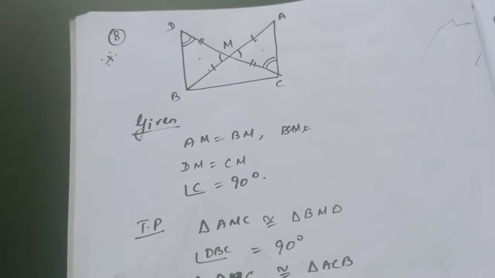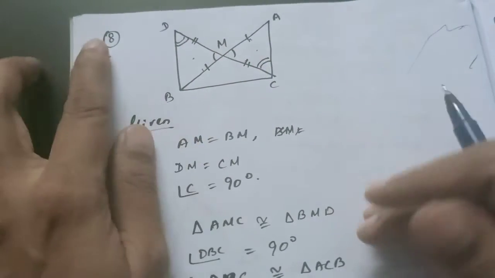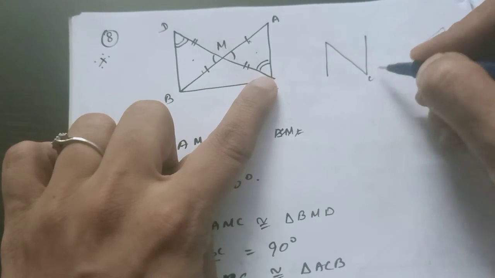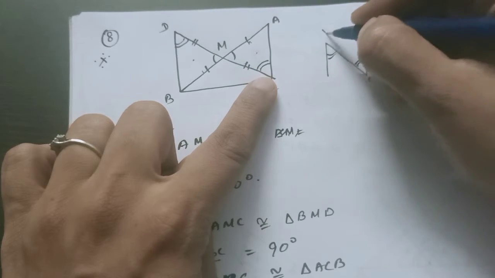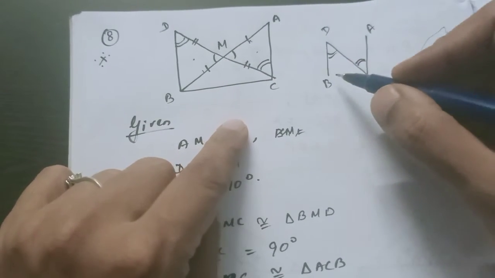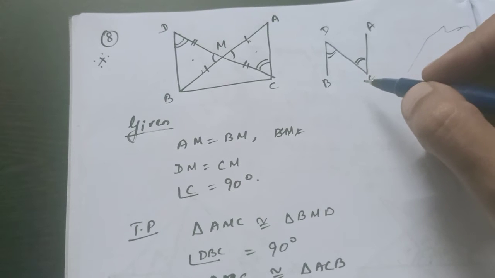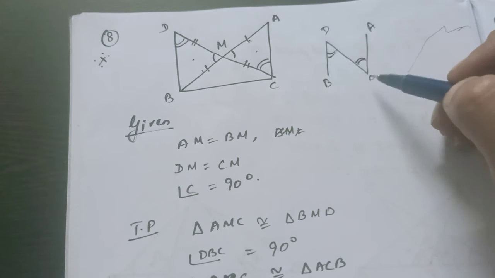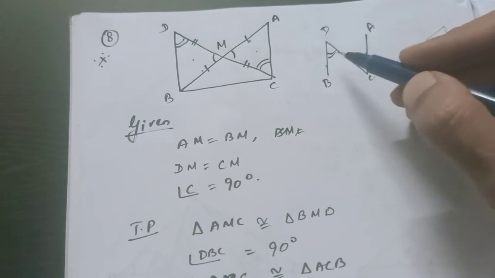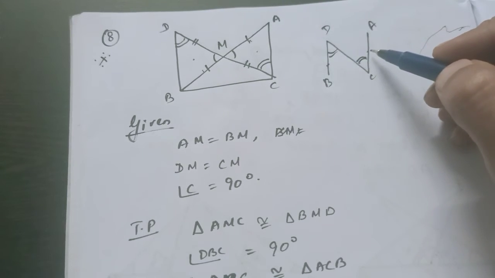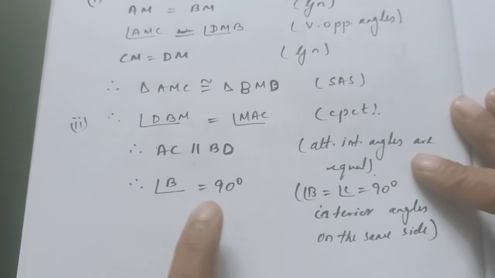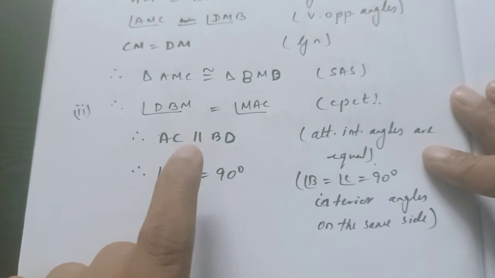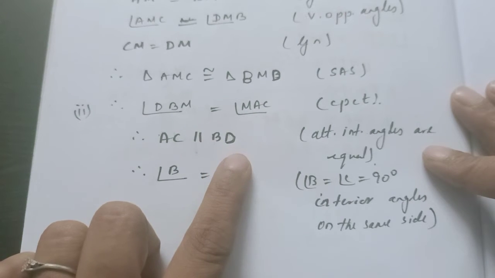Now you see how it features in our answer. I have marked this one. Do you notice it has an N shape? Here you have C, here you have this angle, and you have D, B, A. I have the N shape. I have taught you when you have an N shape or a Z shape, that means alternate interior angles are equal, so the lines will be parallel. So BD is parallel to AC. I have written the same here. Alternate interior angles are equal. Which are the alternate interior angles? These two are the alternate interior angles. They are equal, so AC is parallel to BD.